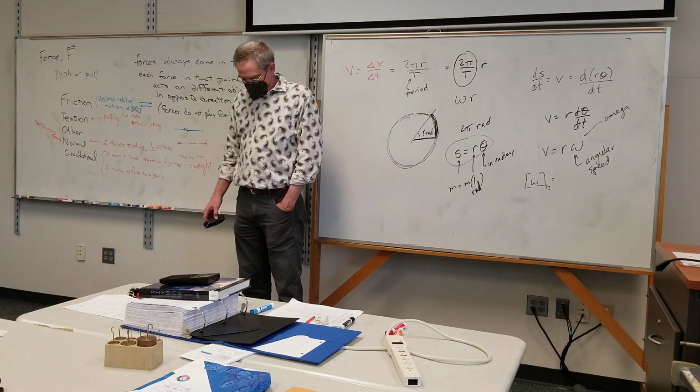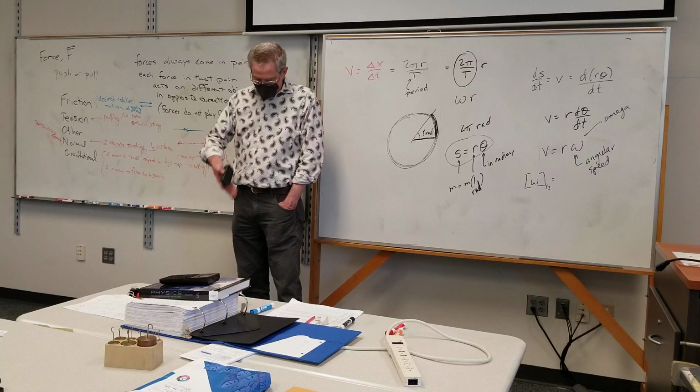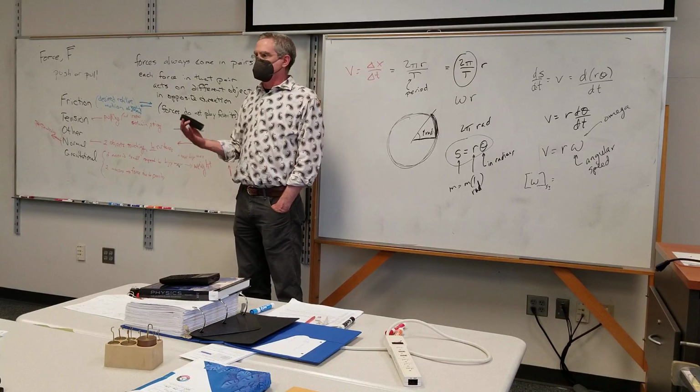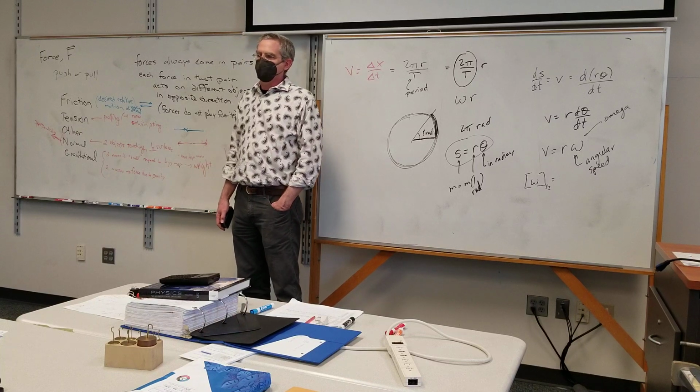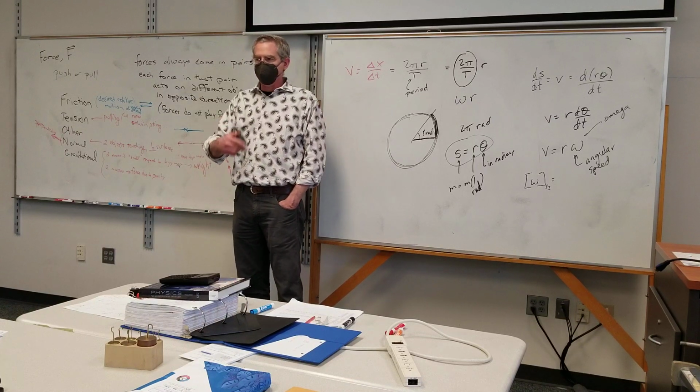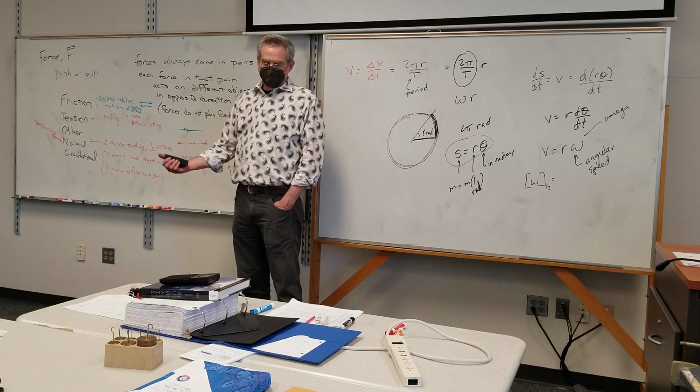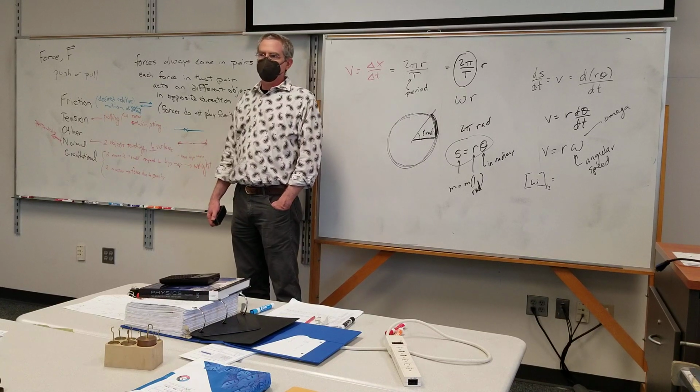Just to give some sense, right now, the gravitational force between me and the Earth is on the order of just shy of 1,000 newtons. The gravitational force between me and the book is on the order of 10 to the minus 9th newtons.